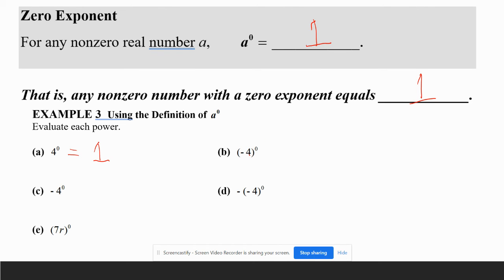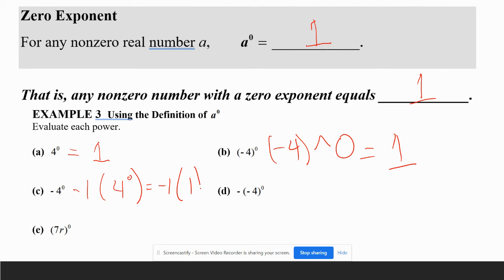Negative 4 to the 0. Now the negative is inside. So again, if you did that in your calculator with the parenthesis around the negative 4 caret 0 power, you're still going to get 1. For letter C, remember that negative is really a negative 1 times 4 to the 0 power. So you do 4 to the 0 power first, which is 1, and then negative 1 times 1 is negative 1. So that answer would be negative 1.